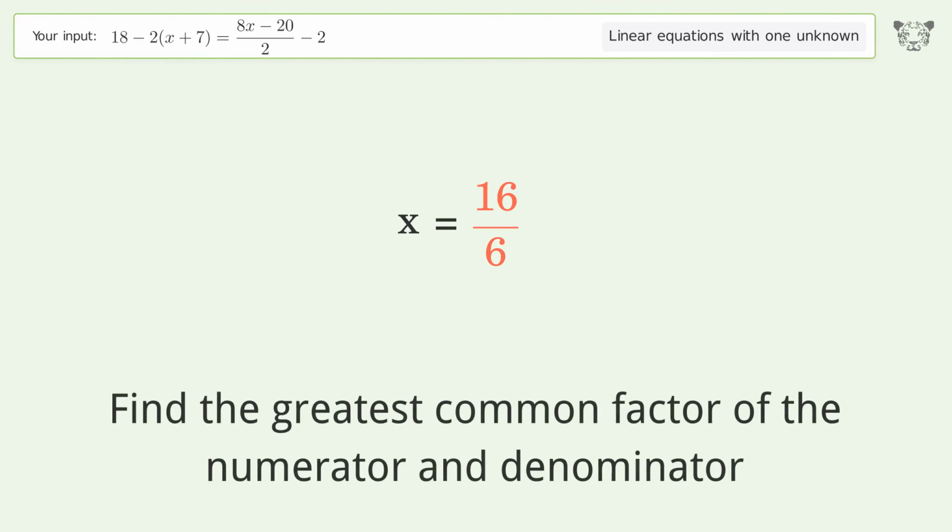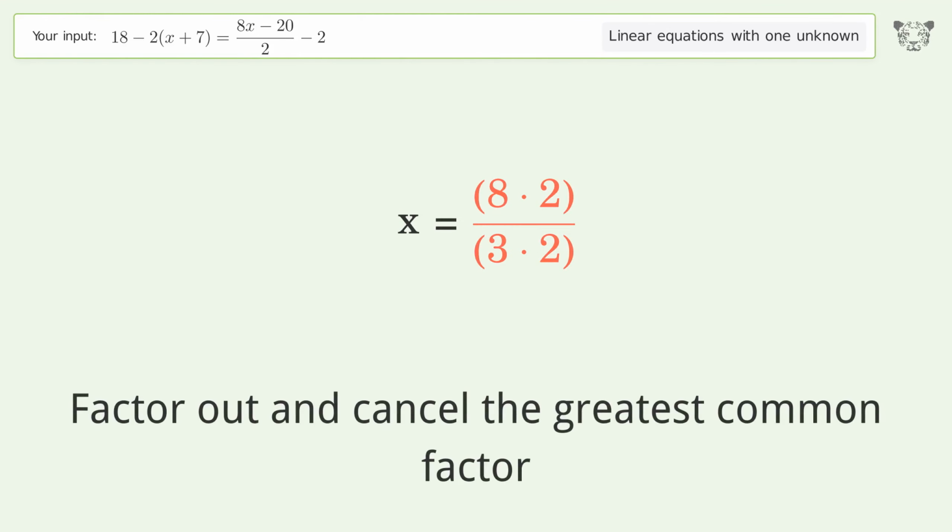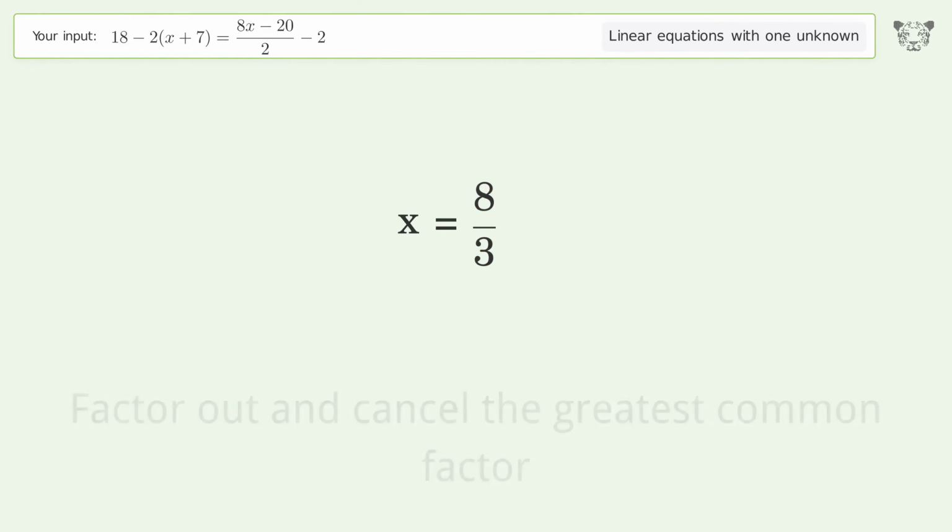Find the greatest common factor of the numerator and denominator. Factor out and cancel the greatest common factor. And so the final result is x equals 8/3.